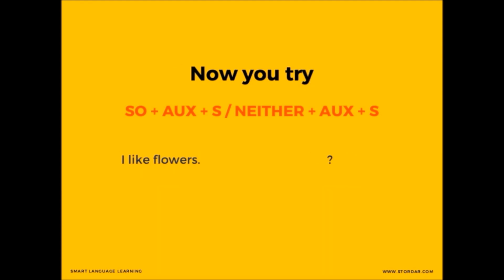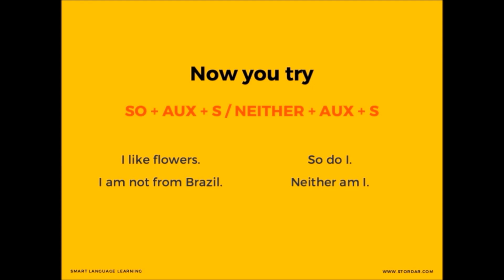Okay? So now you try. For example, I like flowers. So do I. I am not from Brazil. Neither am I. So note the change of the auxiliary depending on the sentence's verb tense. So you repeat the verb tense auxiliary which was used in the sentence.